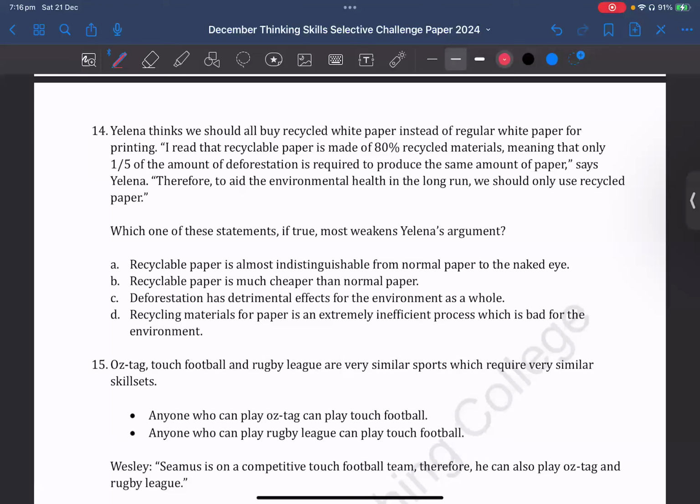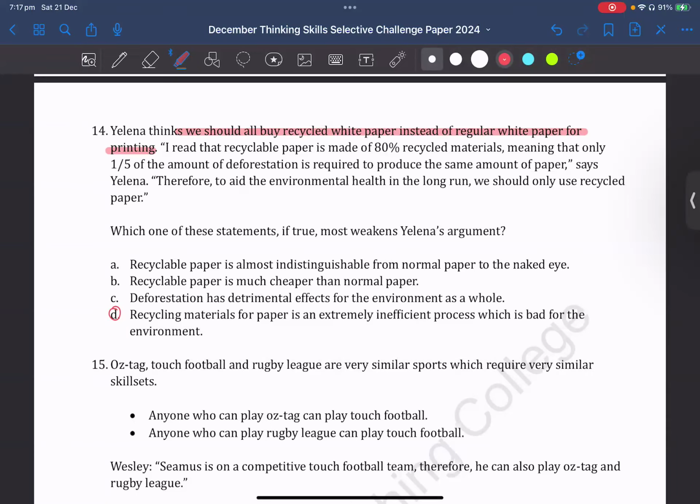Alrighty. 14, actually, I'd like to correct one of the answers here. 14 is actually incorrect. The answer should be D, and I'll go through why. I think the answers sent out to you say A. It should be D. So Yelena thinks we should all buy recycled white paper instead of regular white paper for printing. And that is the argument that I'd like you all to keep in mind. And then she goes on to say a reason why recycling is good. To aid environmental health, we should only use recycled paper.